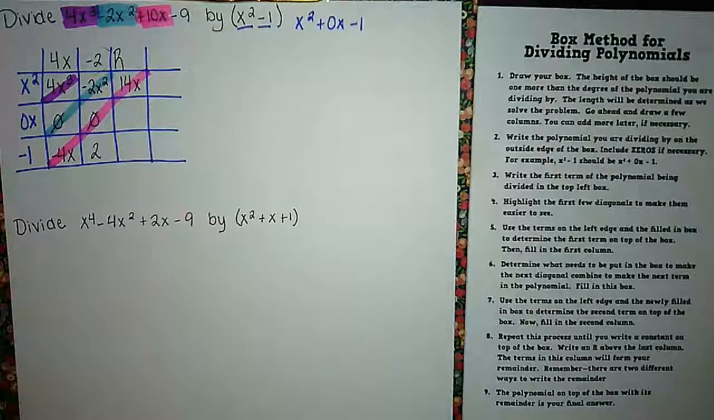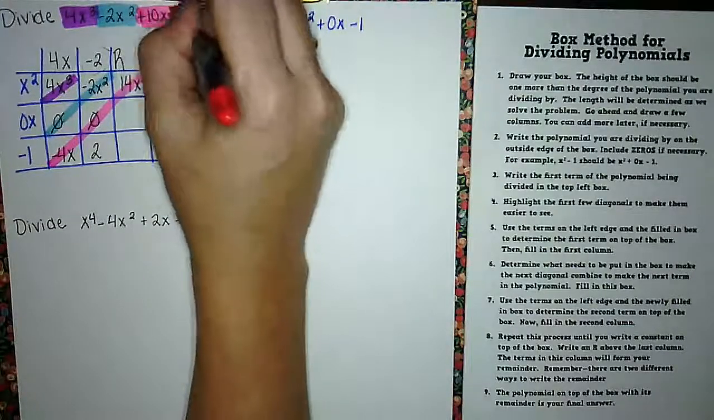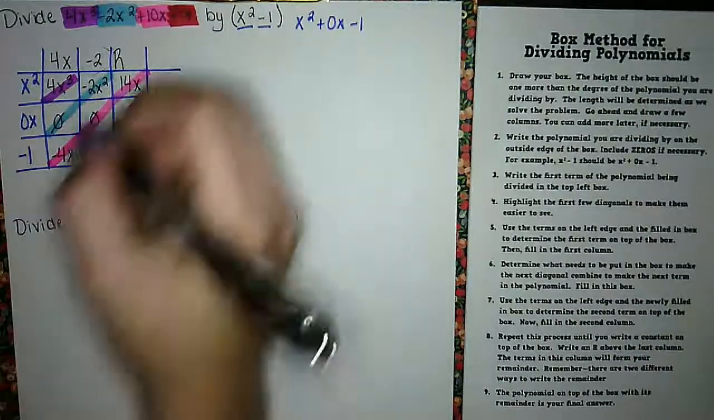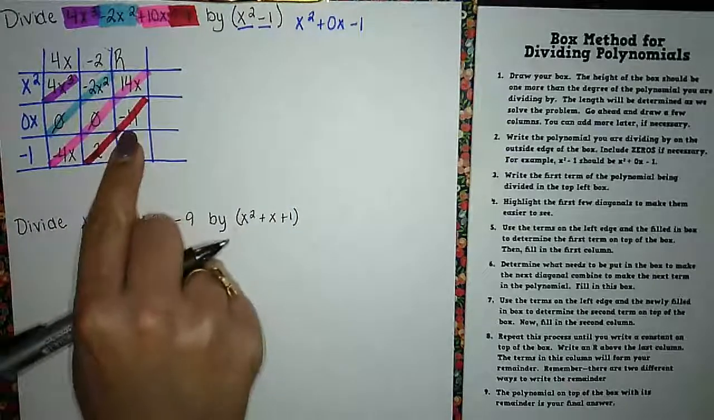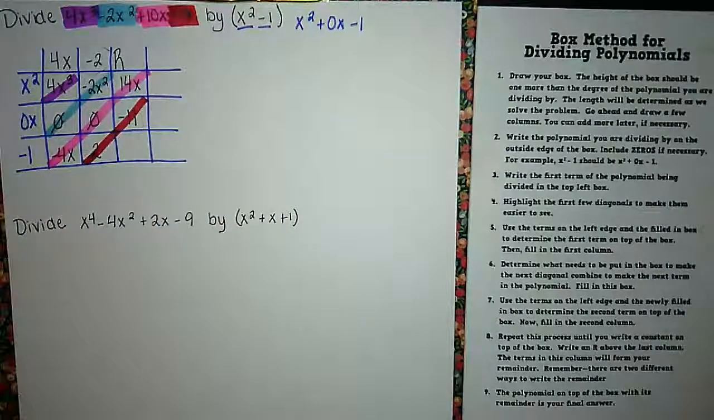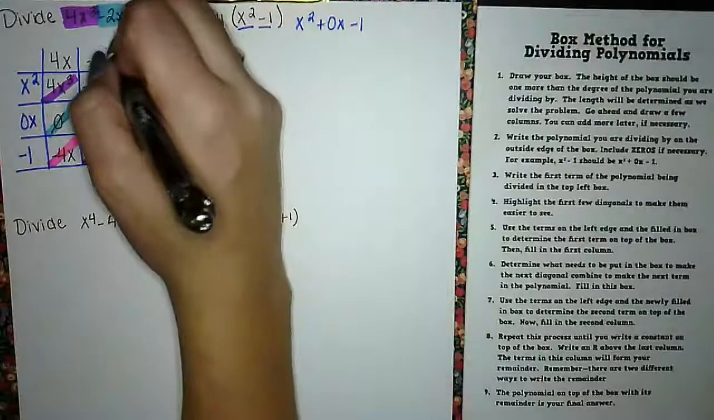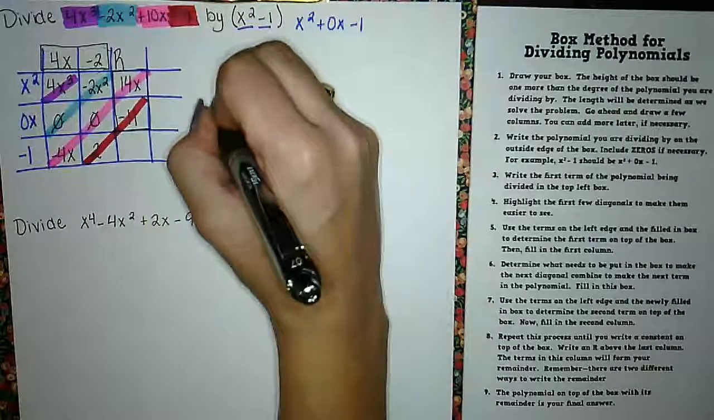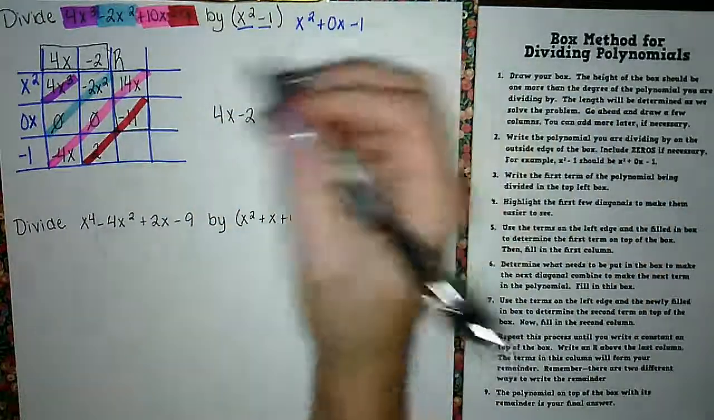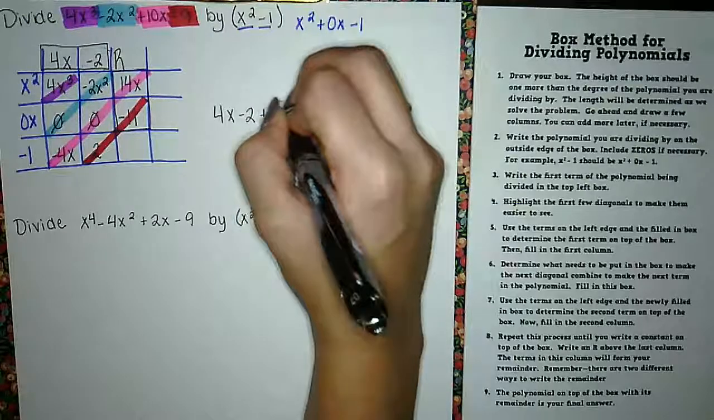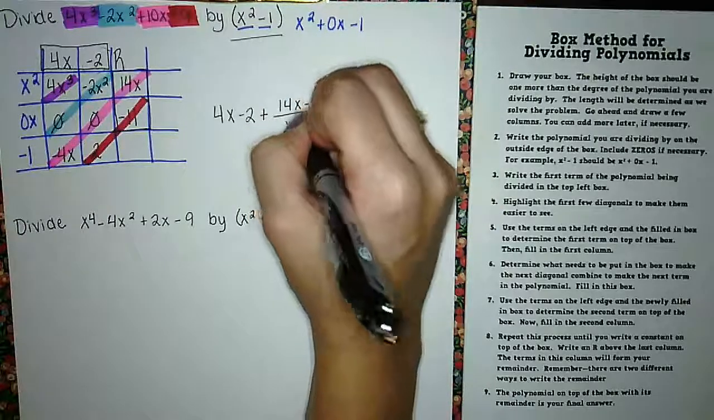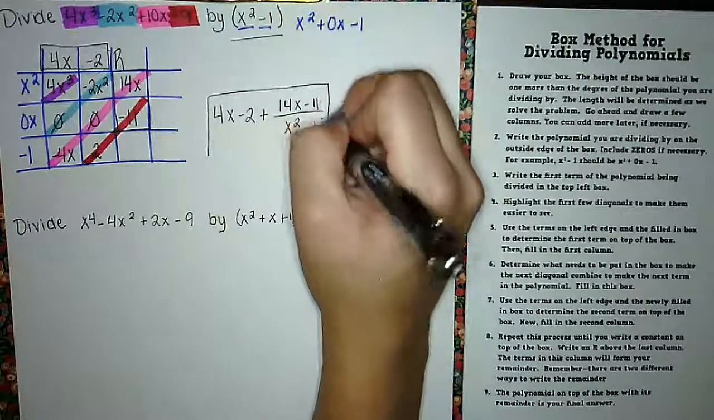Now we do the same thing with our last term. So what plus 2 gives us -9? And it's -11. I have -11. I add 2. I now have -9. So this is our remainder. And this is our polynomial. So we write it out. 4x minus 2. Remember, we add our remainder, which is 14x minus 11, and put it over what we originally divided by. And this is your new polynomial.